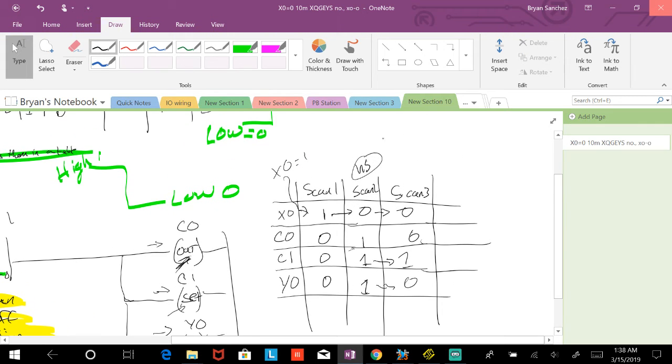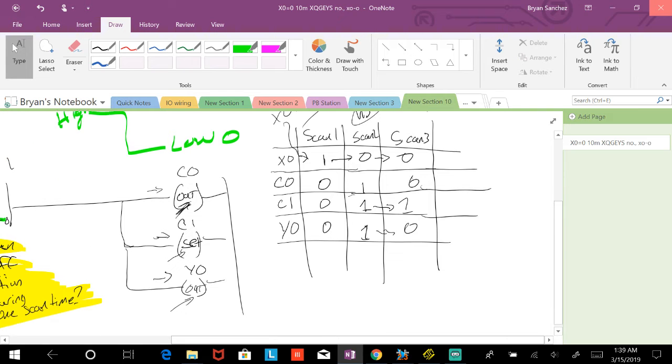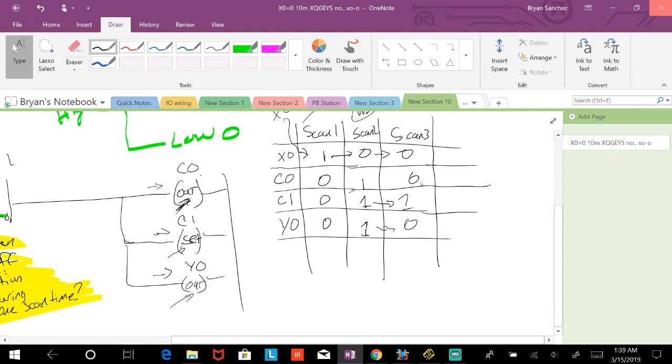So in a period of nanoseconds, in less than nanoseconds, output C0, C1, and Y0 executed, and you weren't able to physically see it with your eyes.